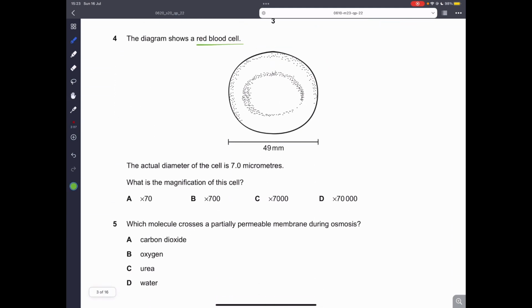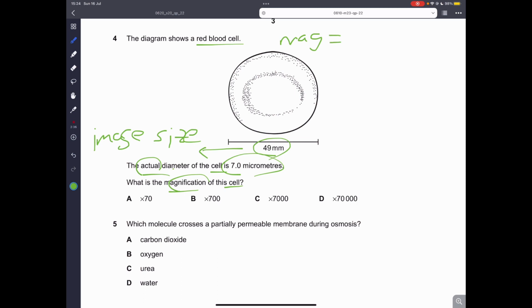Question number 4. The diagram shows a red blood cell. The actual diameter of the cell is 7 micrometers. What is the magnification of the cell? So the length here, 49 millimeters, is actually its image size. So we have to find the magnification, and the actual size and image size are given. Remember, use the formula: magnification is equal to image size over actual size.